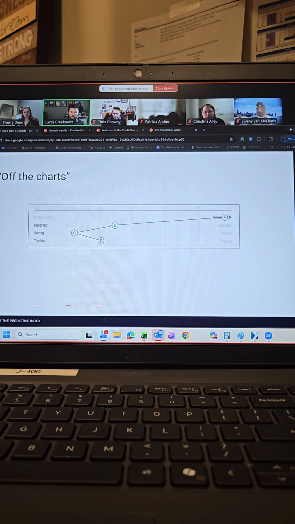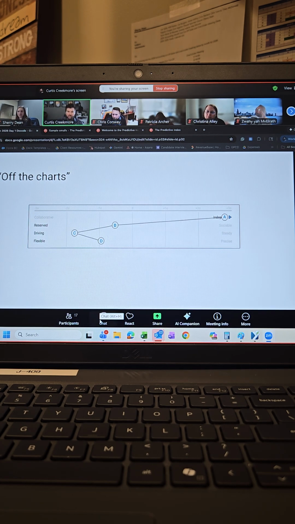Oh, here's an example of what off the chart looks like. So if you see, and let me just get rid of those minus marks, there we go. If you see someone that has that little arrow next to one of their drives, in this case next to a very high dominance drive, that means that person is off the charts. And you are going to know it. You are going to experience that for sure.